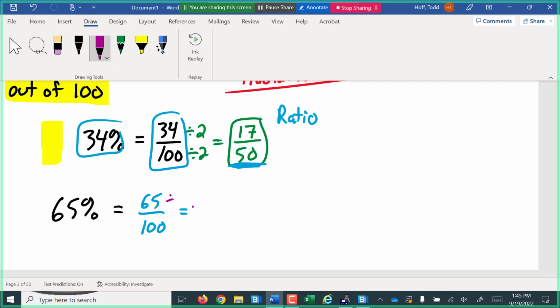So now both 65 and 100 can be divided by what? 5. Good. 65 divided by 5 is 13. And 100 divided by 5 is 20. So that reduces to 13/20.